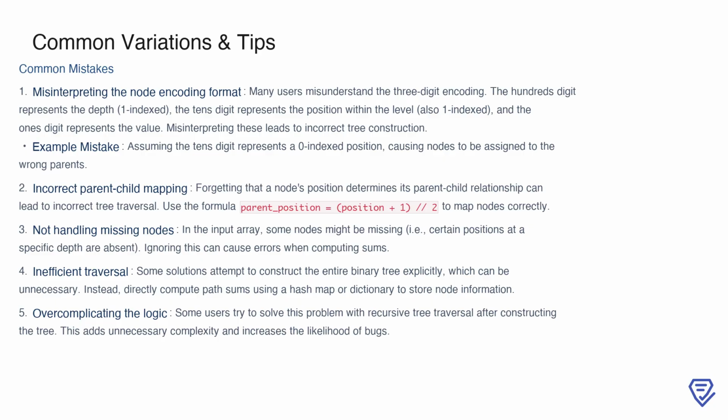Additionally, some solutions use inefficient traversal methods, like explicitly building the entire tree. This can waste both time and memory, so it's better to use a hash map to store node information and compute sums directly. Finally, overcomplicating the logic by using recursive traversal after tree construction can introduce unnecessary complexity and increase the chances of bugs. Simplifying your approach will often lead to a cleaner and more efficient solution.